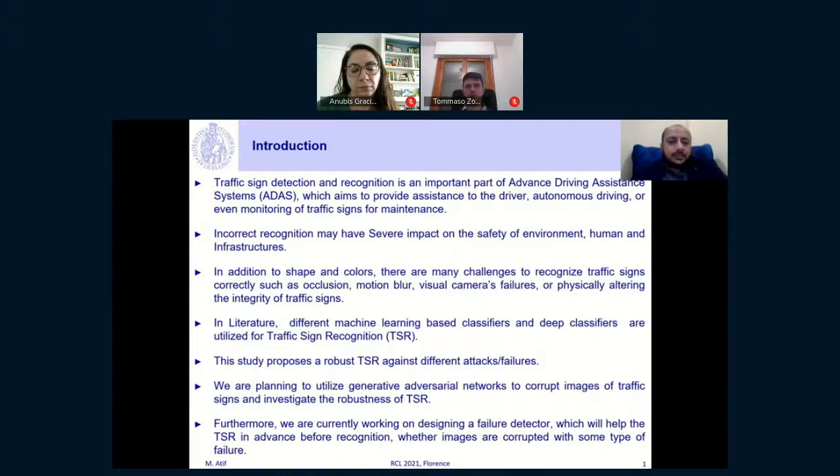The purpose of this study is to propose a robust TSR system against different attacks and failures, as we discussed, like visual camera failures, motion blur, occlusion, or environmental changes, etc. We are planning to utilize generative adversarial networks to corrupt images of traffic signs and investigate the robustness of the TSR system. Furthermore, we are currently working on designing a failure detector. The purpose of the failure detector is basically to inform the TSR in advance, before recognition, whether the images are corrupted by some failure or not.